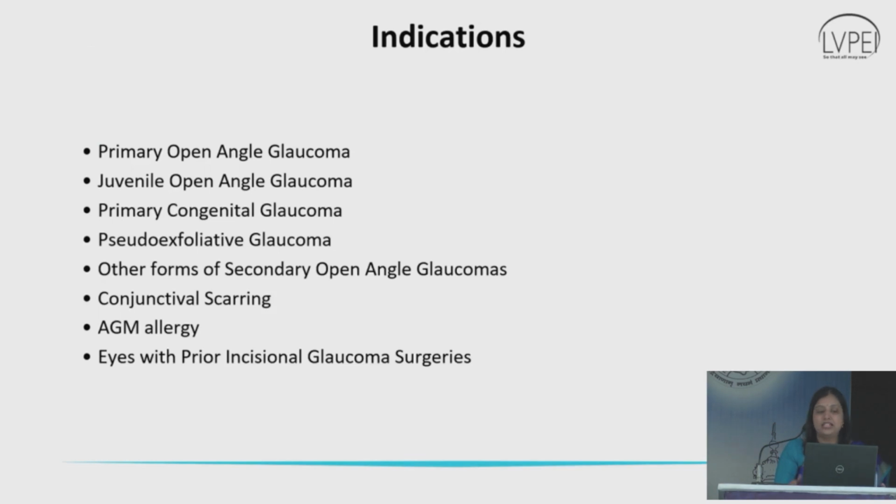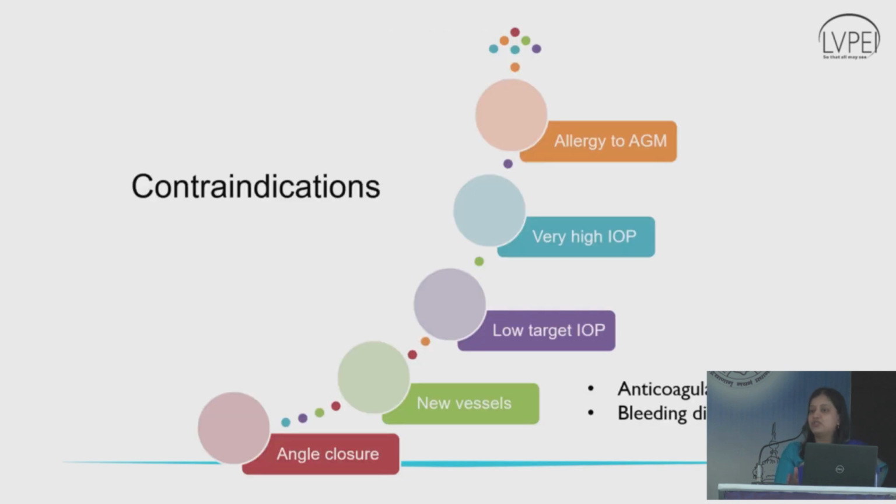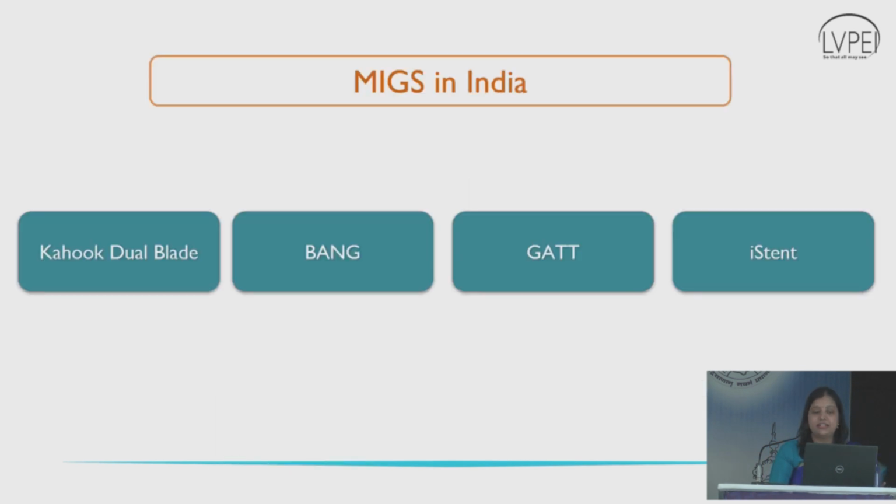Basic indications, as far as I am concerned, or the most common indications, are open angle glaucoma, be it primary or secondary, pseudoexfoliation glaucoma, and it can be used after prior incisional surgery. That is where my MIGS journey started, in failed trabs and failed AGV. Contraindications are angle closure, new vessels, those who need a very low target IOP or have a very high preoperative IOP, and allergy to AGM is a relative contraindication. If they're allergic to all medications, then better to avoid MIGS. And of course, bleeding disorders, because there is a tendency for bleeding.